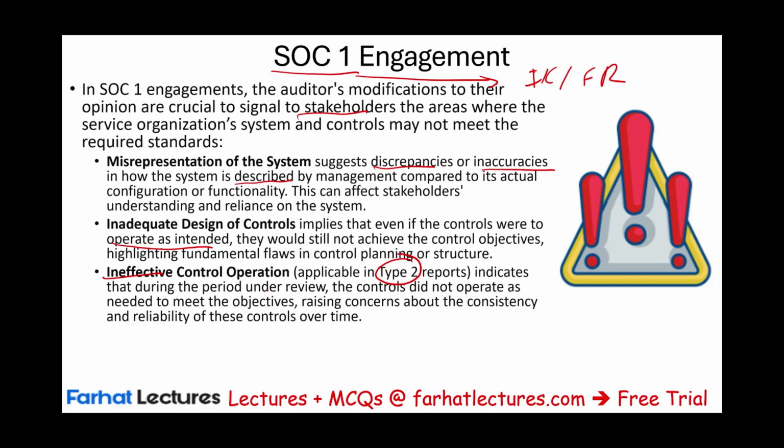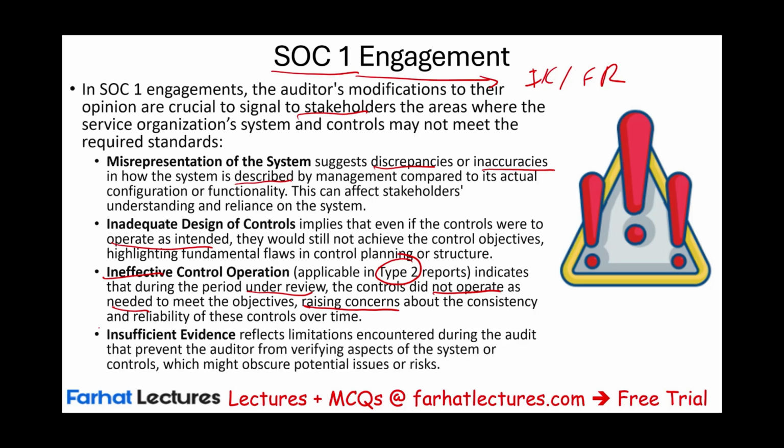This indicates that during the period under review, the controls were not operating effectively as needed to meet the objectives. I know we keep repeating those terms, but again, this is part of learning them, raising concerns about the consistency and reliability of these controls over time. And obviously, under a SOC 1 engagement, we could always have an evidence issue, insufficient evidence, reflecting limitations encountered during the audit that prevent the auditor from verifying an aspect of the system or control. So we could always have this issue.